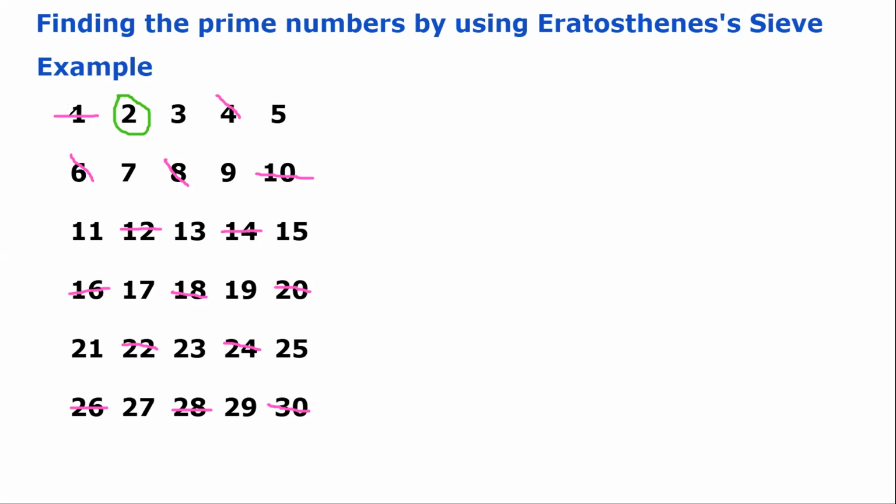First, cancel 1 because 1 is not a prime number or a composite number. After cancelling 1, you circle the next number, which is 2. Then you cancel all the multiples of the number that you have circled, which is 2. Then you circle the next number that is not cancelled. From 2, the next number that is not cancelled here is 3.